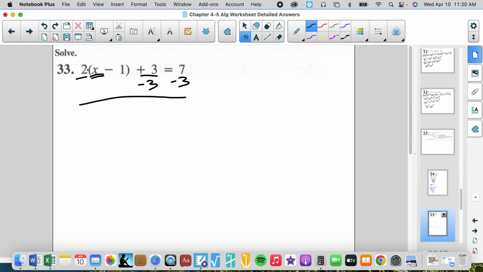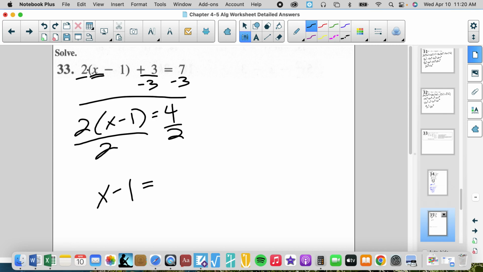Oh, that was a long one. So 2 is multiplying, 3 is being added, so we're going to get rid of things being added and subtracted. And we get this, and then we're going to get rid of the multiplication outside. And when we get rid of it, Chewbacca goes home. And then we add 1, and we get x equals 3. Same solution. We were able to do it without distributing.